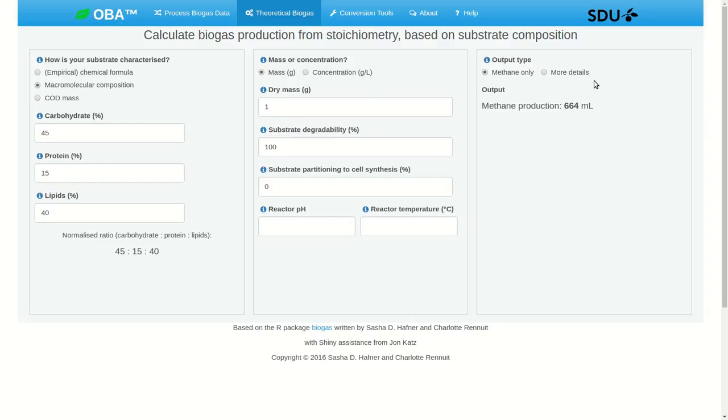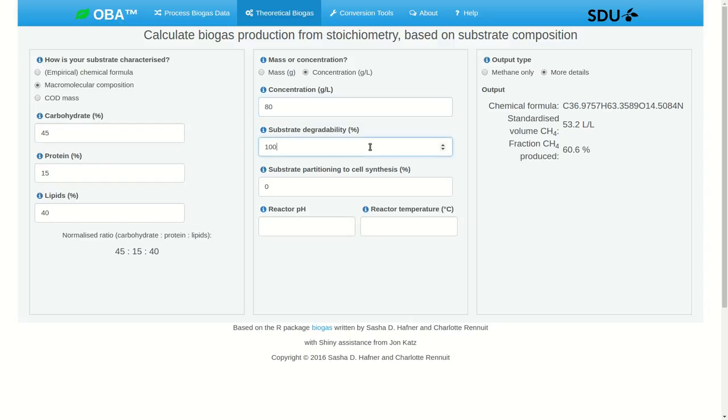In order to get more details, we can select the More Details button, but we don't get much more. But let's see if we can get biogas composition. So to do that, we need to select concentration. We need to enter concentration. Let's assume we have 80 grams of this organic matter per liter.